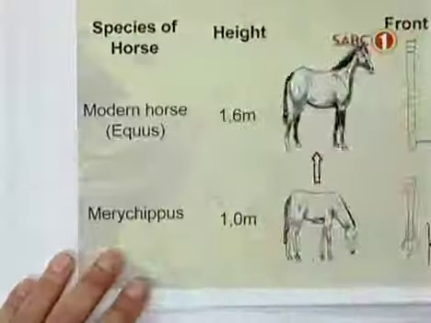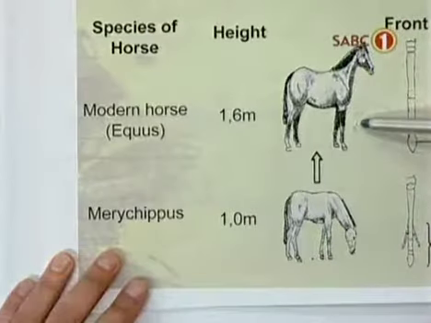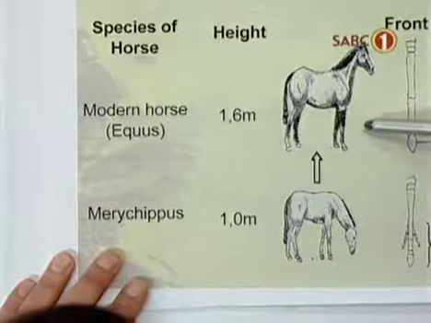So explain one way in which the modern horse is adapted to open grassland. Well, of course, we know our modern horse we see is very, very tall. It can see above the grassland and therefore see for predators and this sort of thing.